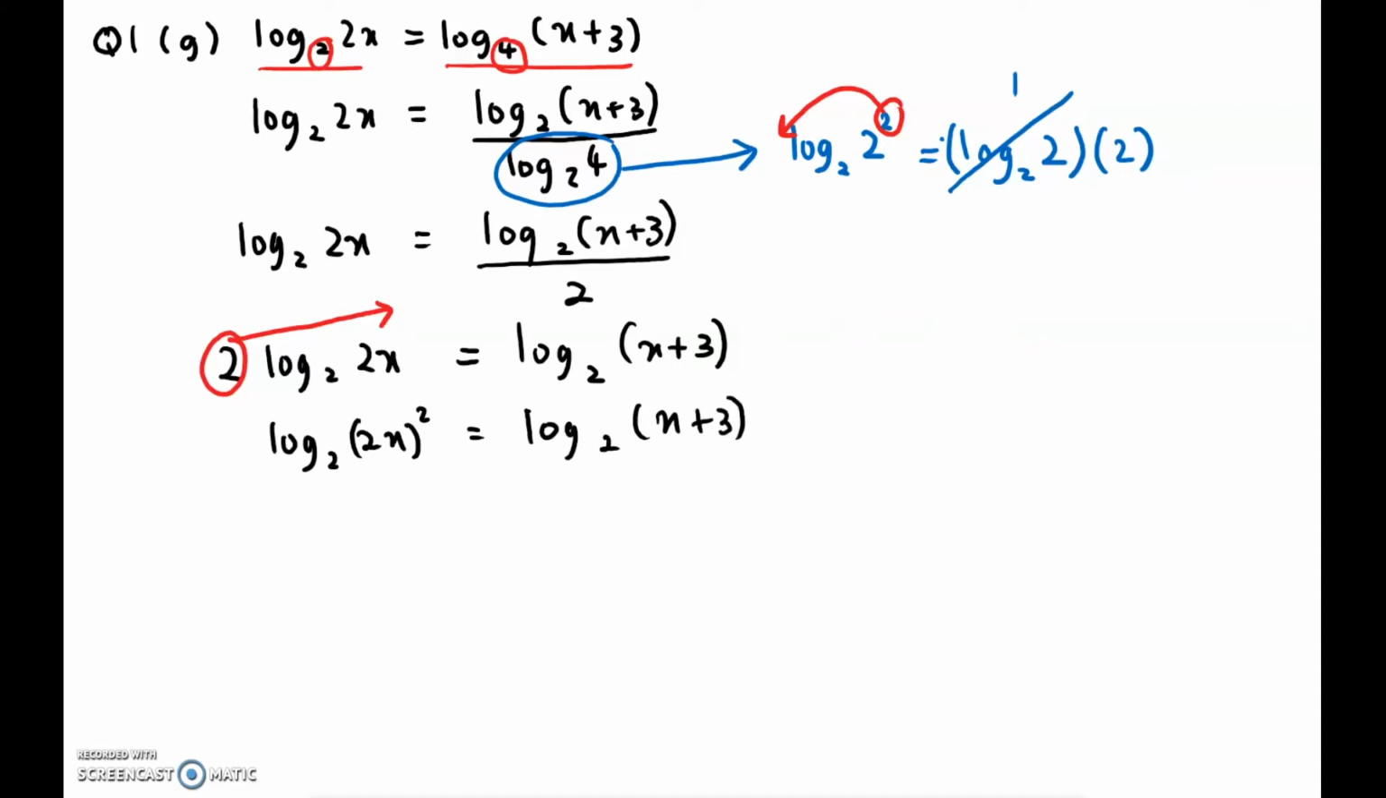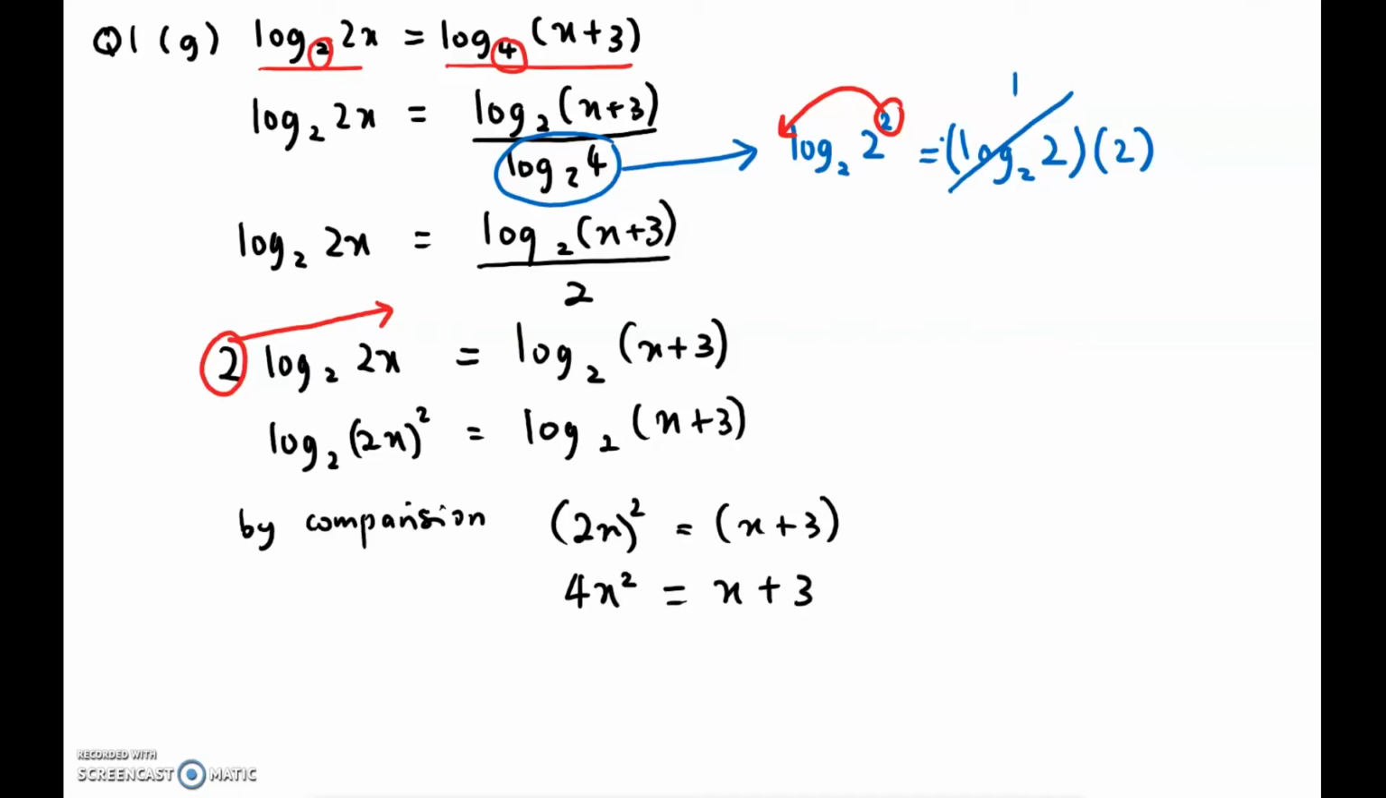Now both the left hand side and the right hand side already have the same base. So you just need to compare. By comparison, we just take 2x to the power of 2 equal to x plus 3. By simplifying it, you will get another quadratic equation. So you will get 4x squared equal to x plus 3. Make sure you make the right hand side become 0. You will get 4x squared minus x minus 3 equal to 0.